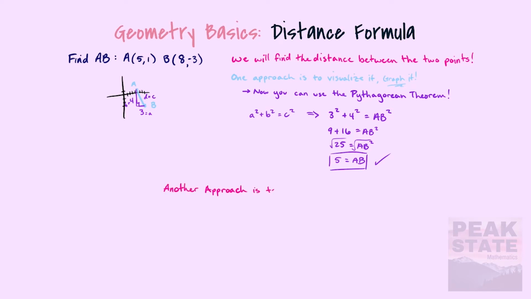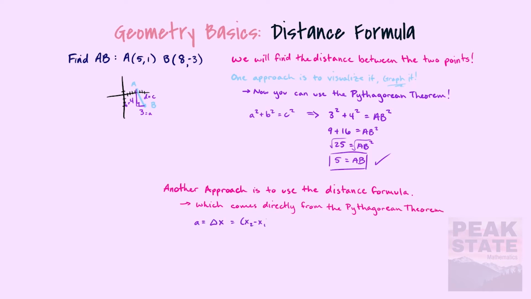Some of you might be more algebraic and you want to use the actual distance formula, which, by the way, comes directly from your Pythagorean's theorem. Again, if we go back and look at that triangle we just drew, we'll notice that our A value is the change of x, x2 minus x1. The B value is the change of y, y2 minus y1, and your C value is the distance.